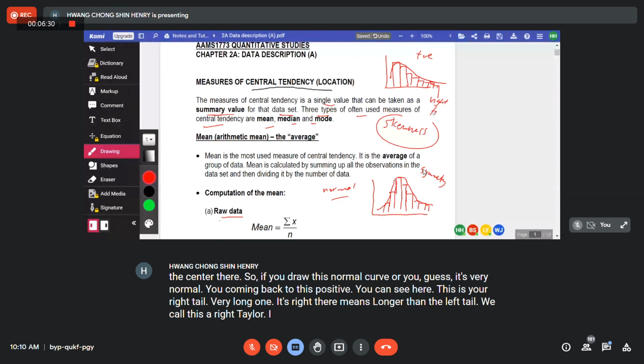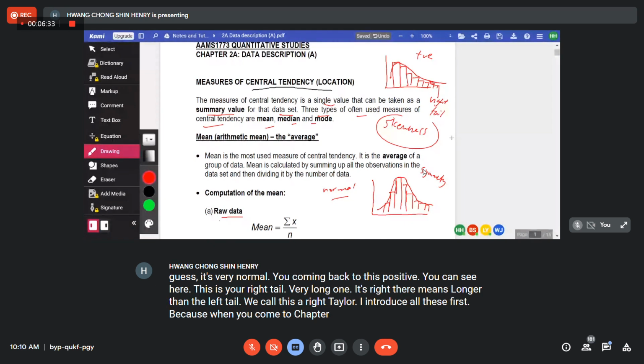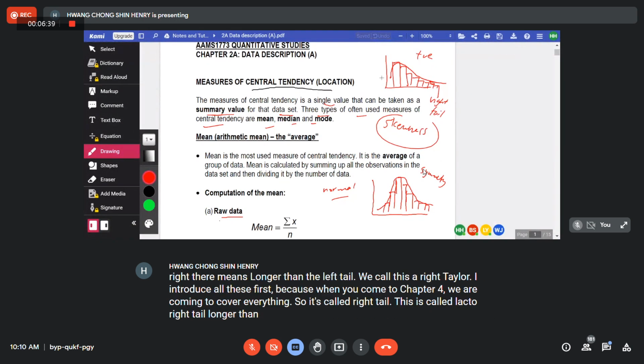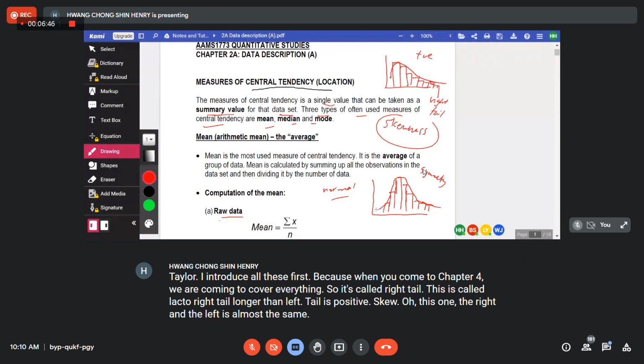I introduce all this first because when you come to chapter 4, we are going to cover everything. So this is called right tail. This is called left tail. Right tail longer than left tail is positive skew. This one, the right and the left are almost the same, so it's called symmetry, no skew.